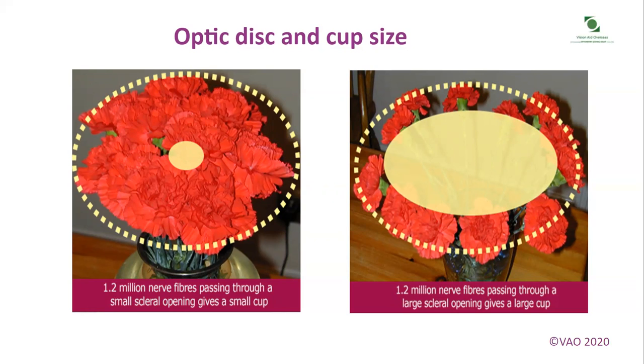Note that there are still 1.2 million nerve fibers passing through both, and therefore this would be a normal situation, and that the situation on the right-hand side, just because there's a larger cup to disc ratio, would not suggest that there was a problem. It's just a larger disc.